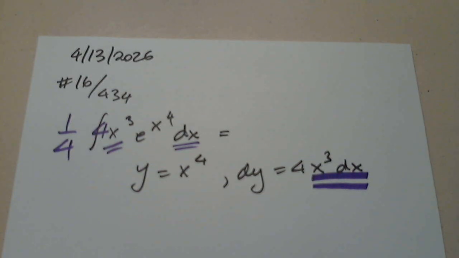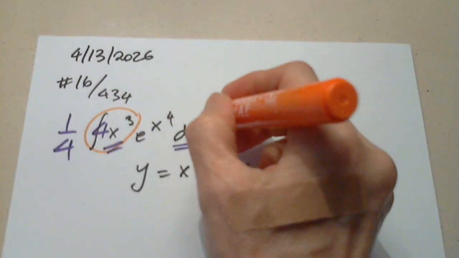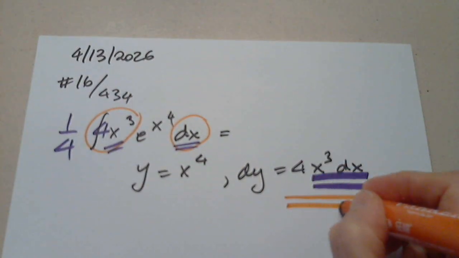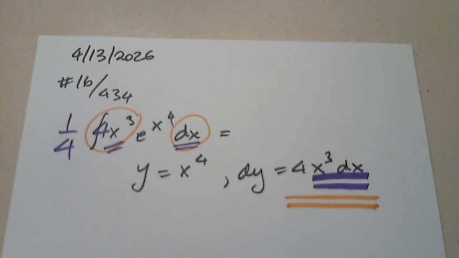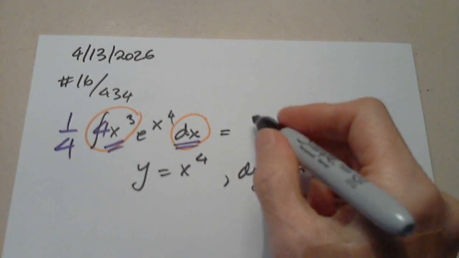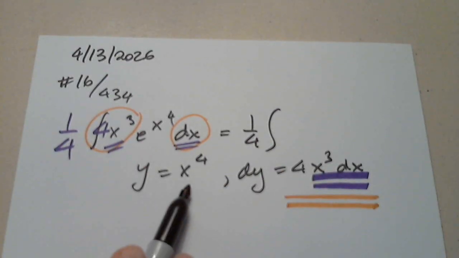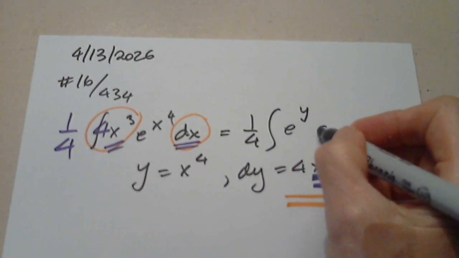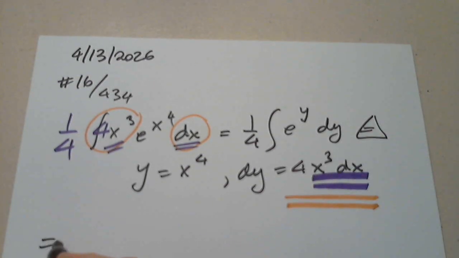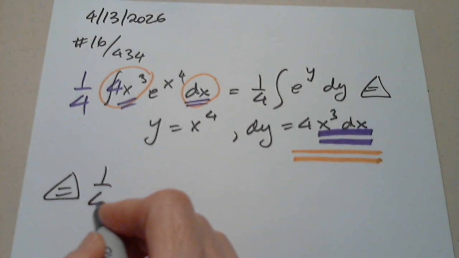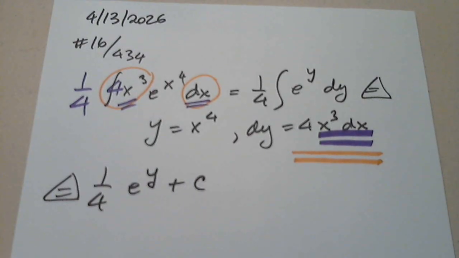Creating a factor is always easy. We cannot create an x. I cannot multiply by x and divide by x. That's not possible. But a little factor, a little number, a constant, it's always easy. So now the 4x cubed dx are all in dy already. So then I have 1/4 the integral of e to the y dy. So this is 1/4 e to the y plus a constant c.